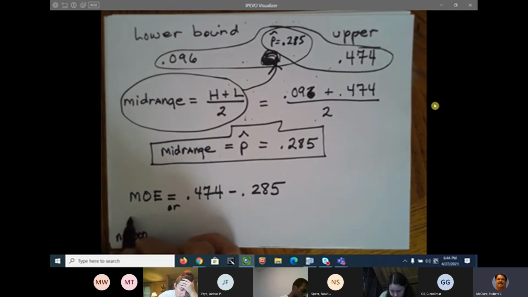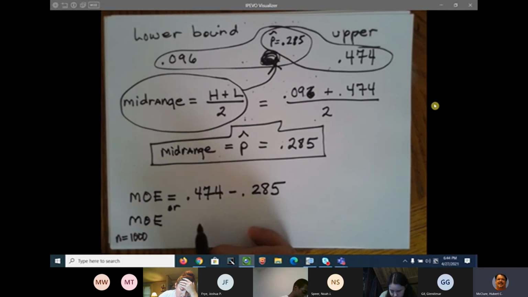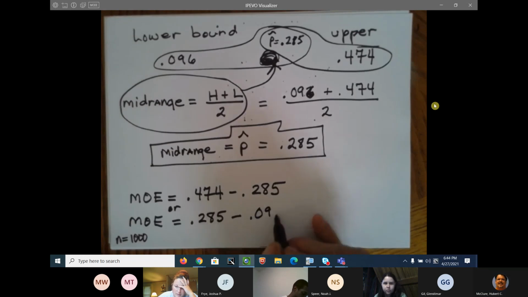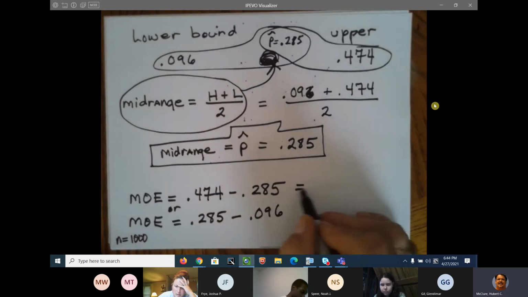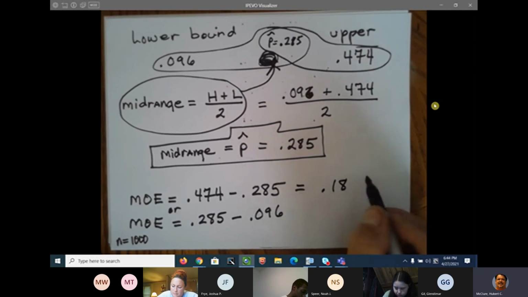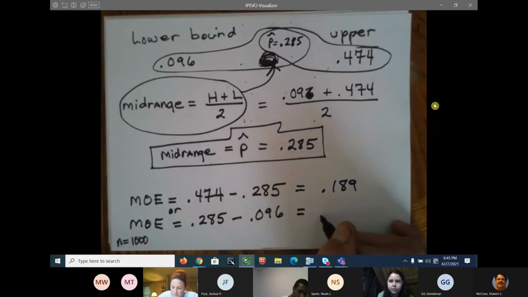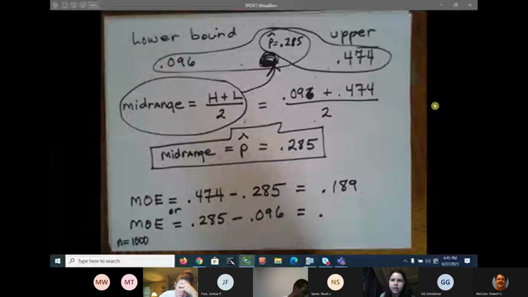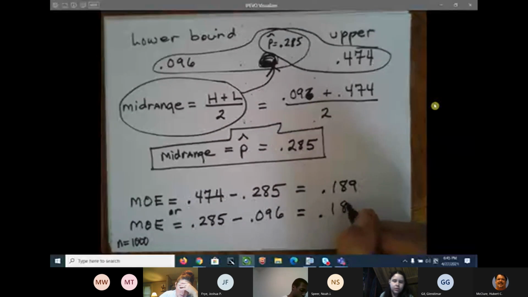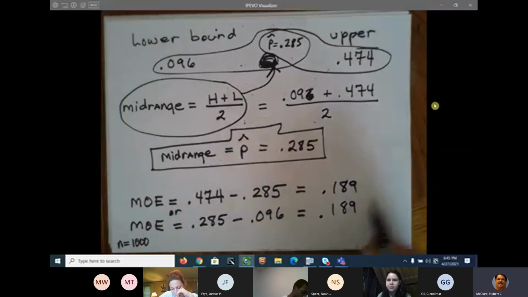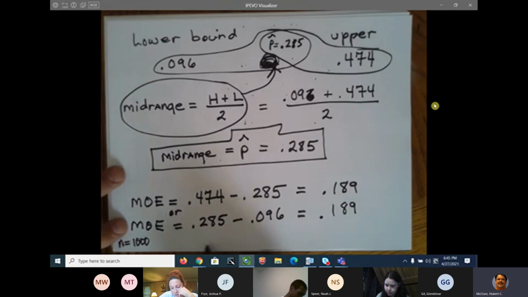Or I could take 0.285 and subtract what? Well, the first one is 0.189. Okay, 0.189. And somebody give me the second one. Is it also 0.189? Exactly. So what's the margin of error? The margin of error, good, is equal to 0.189.